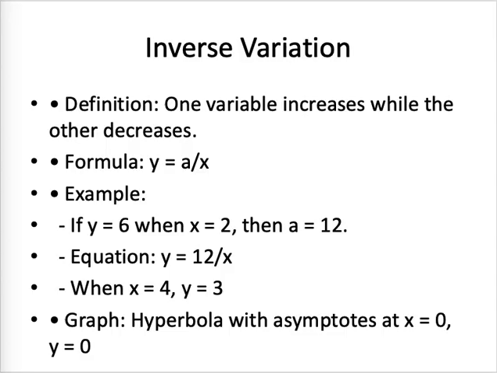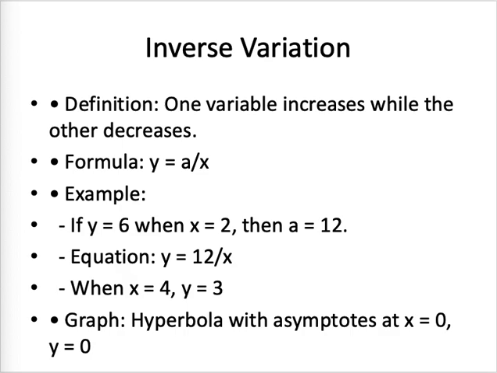Now, let's say x becomes 4. Then y will drop to 3. See how when x increases, y decreases? That is the inverse variation. And graph-wise, this looks like a curved line, a hyperbola, with the asymptotes at x equals 0 and y equals 0.